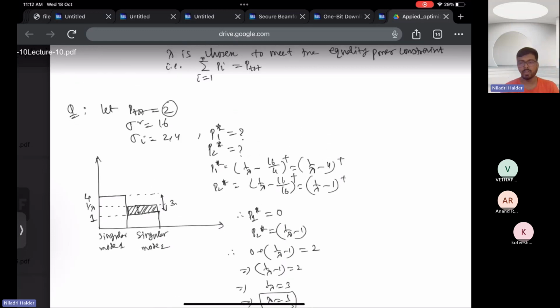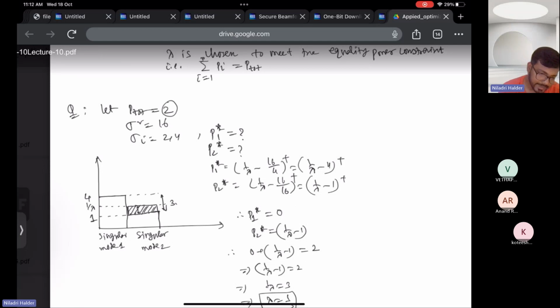So there is one question. P total is equal to 2. Total power budget is 2, sigma square is equal to 16, and sigma is 2 and 4. So there are two singular modes: for one mode the singular value is 2, and for the other mode the singular value is 4. Now we need to find the P1 star and P2 star, the optimal powers for the two singular modes.